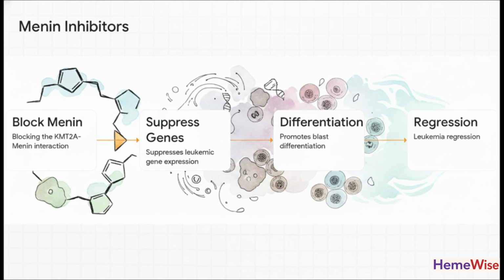Remember how we said that the KMT2A fusion protein drives the disease? Well, to activate HOXA9 and MEIS1, that fusion protein absolutely requires a physical interaction with a protein called menin. So, by introducing a small molecule that blocks this specific KMT2A-menin interaction, we can suppress the leukemic gene expression. We literally force those trapped leukemic blasts to finally differentiate, which leads to leukemia regression. It's a total game changer.